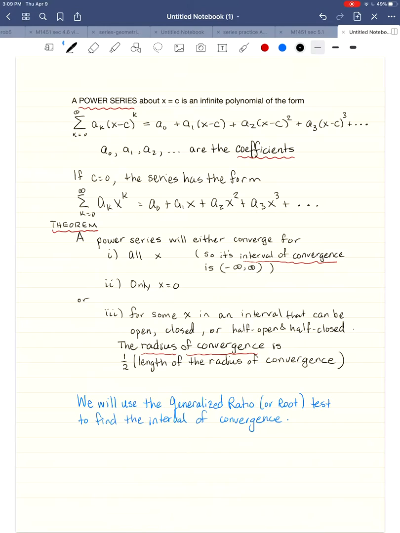These power series will have one of three properties. They'll either converge over the entire number line, or they'll only converge at a single point, perhaps only at x equals 0, depending on where the power series is centered.